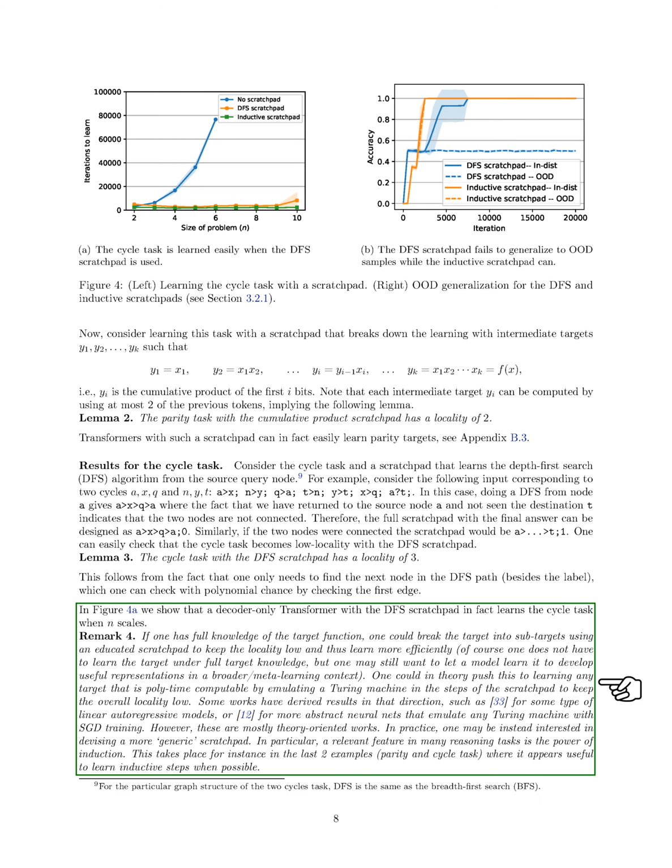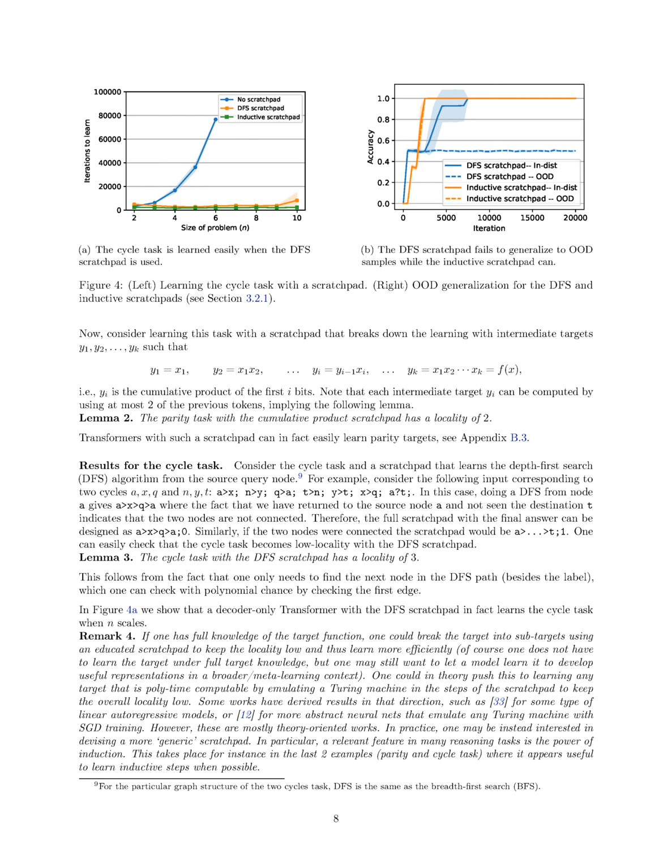For instance, using scratchpads with low locality, such as the cumulative product scratchpad for parity tasks or the DFS scratchpad for cycle tasks, can significantly improve learning outcomes by enabling models to focus on smaller, more manageable steps in the learning process.